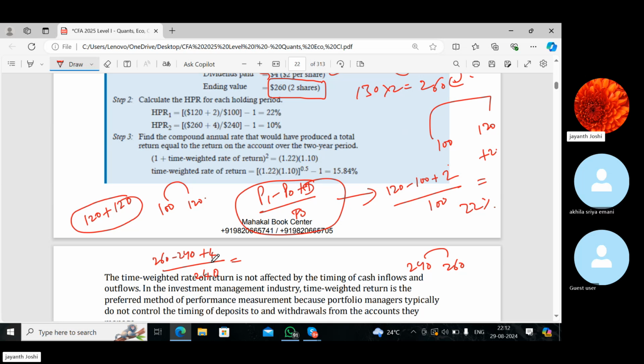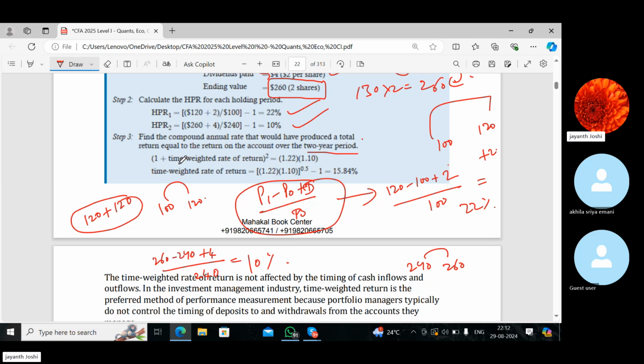10%. Yeah, 260 minus 240 plus 4, divided by 240, 10%. So it is in front of us: first year 22%, second year 10%. So now what we'll do is find the compound annual rate that would have produced a total return equal to the return on the account over the 2-year period.